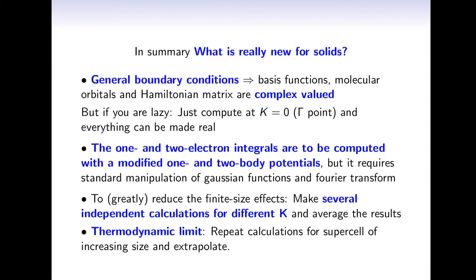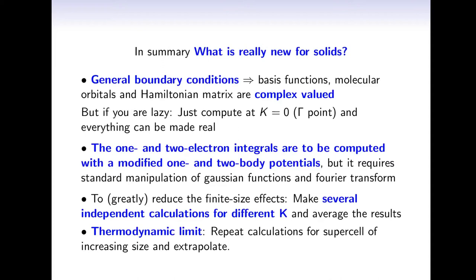So in that case, because of this complex phase factor, all the things now become complex valued. So you have to extend your quantum chemistry code to the case of complex molecular orbitals, Hermitian Hamiltonian with complex matrix elements, etc., and you have to diagonalize that. So everything is fine, except that you have to deal with this stupid technical aspect.